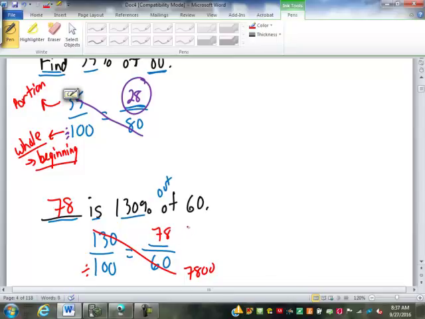Now, if you look at this, the piece that we're looking at, the portion that we're focusing in on, is bigger than the whole thing. Why is that? Yeah, it's 130%. 100% would be the whole thing. Anything bigger than 100% has to be more than the whole thing. So it makes sense 130% will be bigger than what we started with.